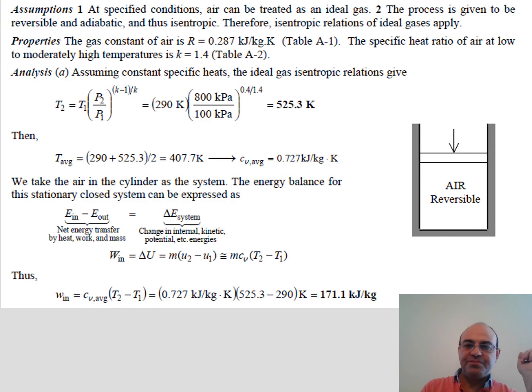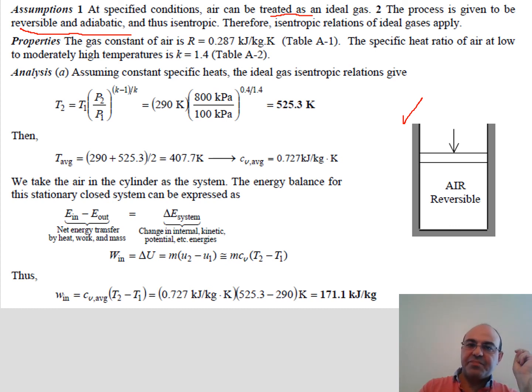All right, so this is the schematic of the problem. So we have a piston cylinder, air in it. It's adiabatic. So we need to write down the assumptions. We treat it as an ideal gas. It's reversible adiabatic. We must write down these assumptions.